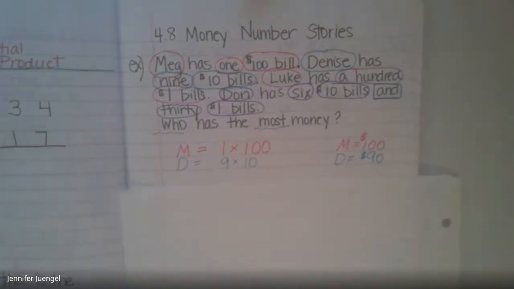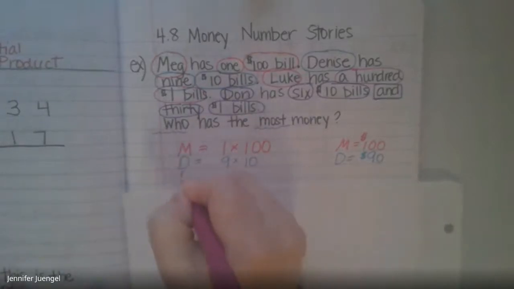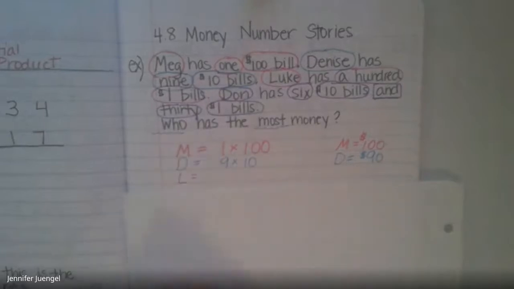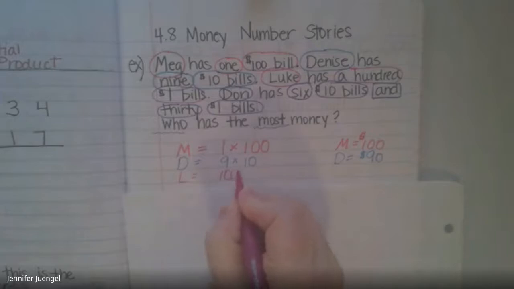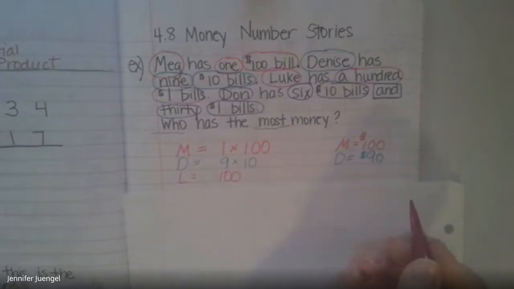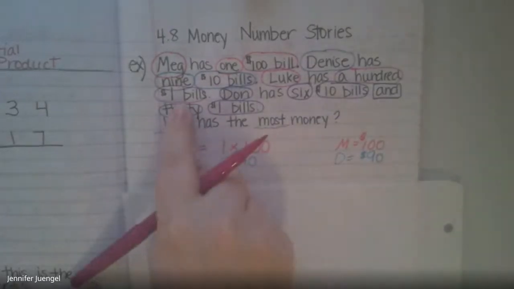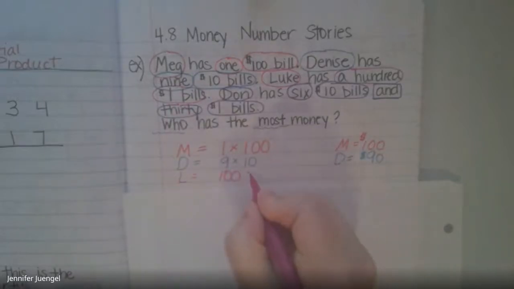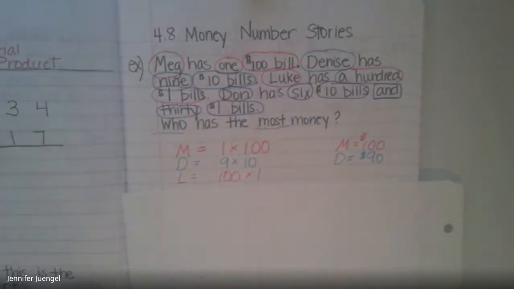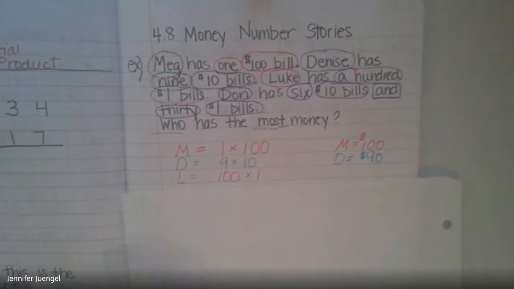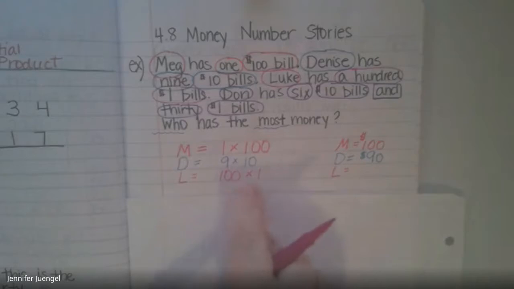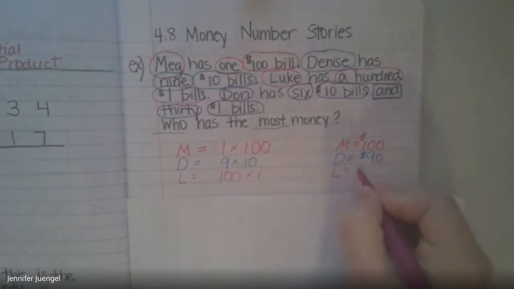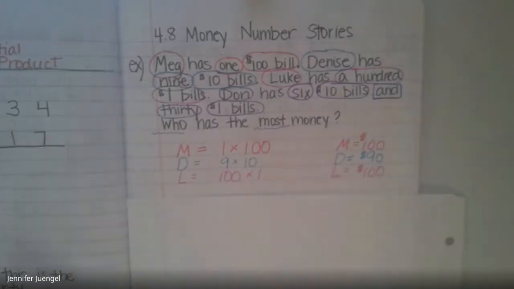Now let's do Luke. Luke, we'll call him L, has 100. So 100 is how many bills he has, and the value of each bill is $1. So he has 100 $1 bills. So the value of Luke's money is 1 times 100, which is $100.